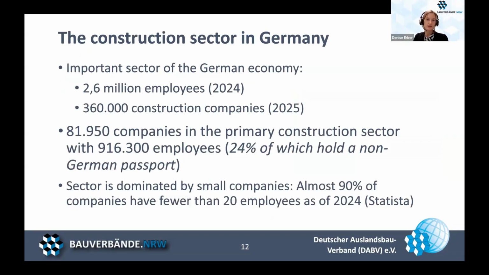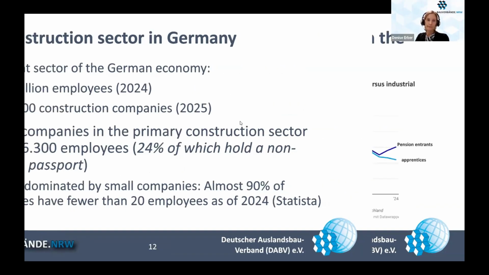So here are some numbers concerning the construction sector in Germany. It is a very important sector of the German economy with about 2.6 million employees as of 2024 and 360,000 construction companies as of 2025. We have the primary construction sector, consisting of building construction and civil engineering, where we have around 82,000 companies with 916,000 employees. Of those, 24% hold a non-German passport. The construction sector is dominated by small companies, so almost 90% of companies have fewer than 20 employees.